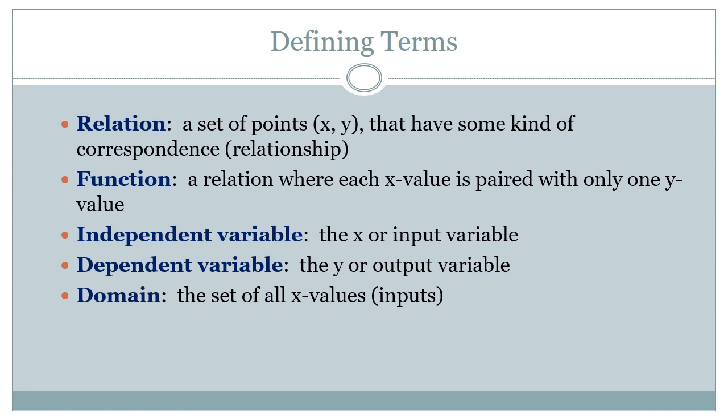The domain is the set of all x values. It's all of the input values, all the x values that you are permitted to use for the equation. And then the range is the set of all the y values, or the output.